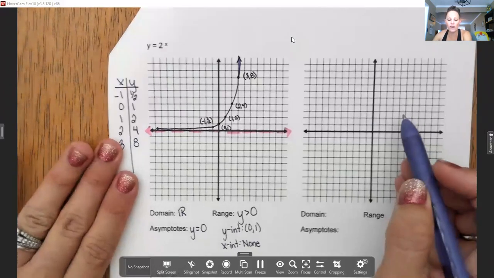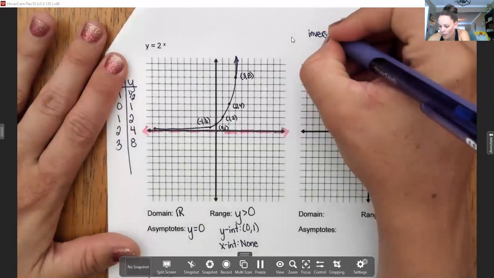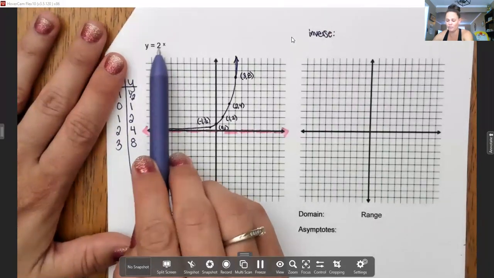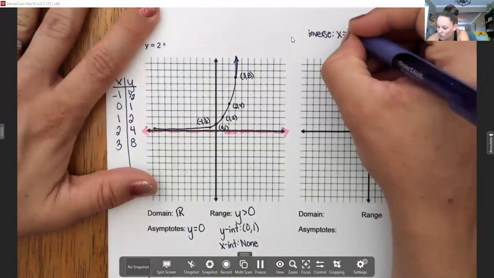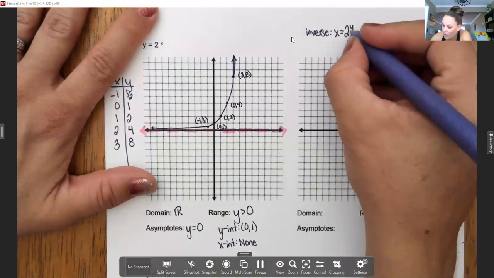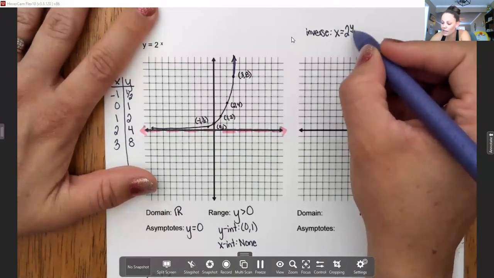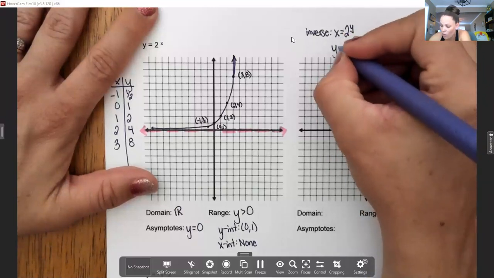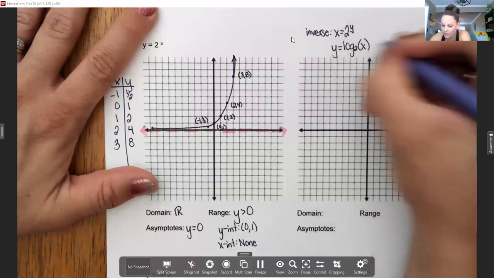So for this graph next to it, we're going to graph the inverse. Remember for our inverse, we switch our x and our y. So x equals 2 to the y, which is what we were doing yesterday. We were writing exponential in log form. So to write x equals 2 to the y in log form, that's equivalent to y equals log base 2 of x.